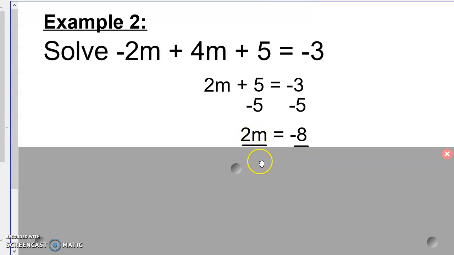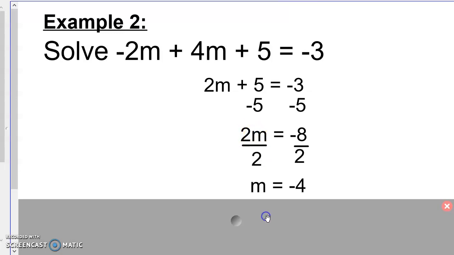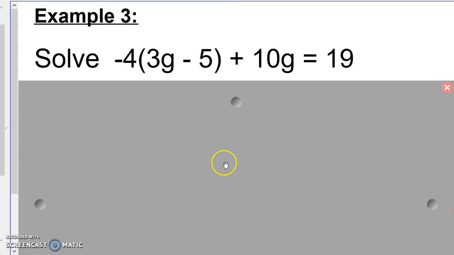Then to undo multiplying by 2, I'd have to divide by 2 on both sides, and that would give me negative 4. Now these can be checked. They're a little bit more tricky to check, but you can do them. Meaning you have to substitute negative 4 in here and substitute negative 4 in here. Answer this to see if it equals negative 3, but if you check it, you will see that that is the correct answer.